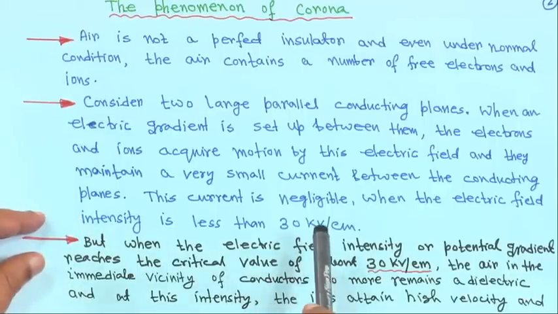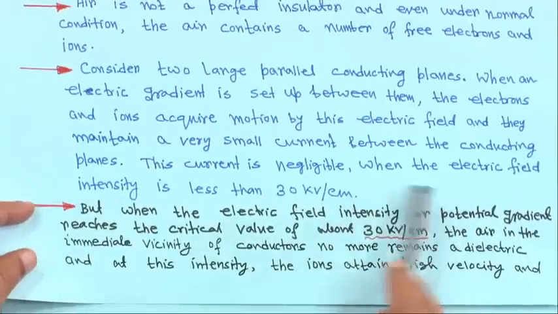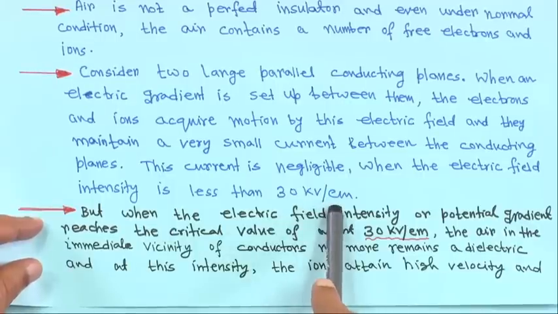The current is negligible when the electric field intensity is less than 30 kilovolt per centimeter, that is, if the potential gradient is less than 30 kV. So this current is very small.